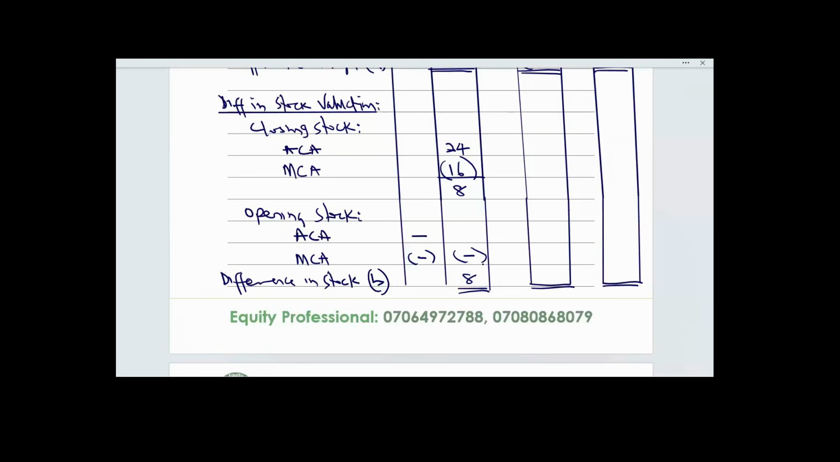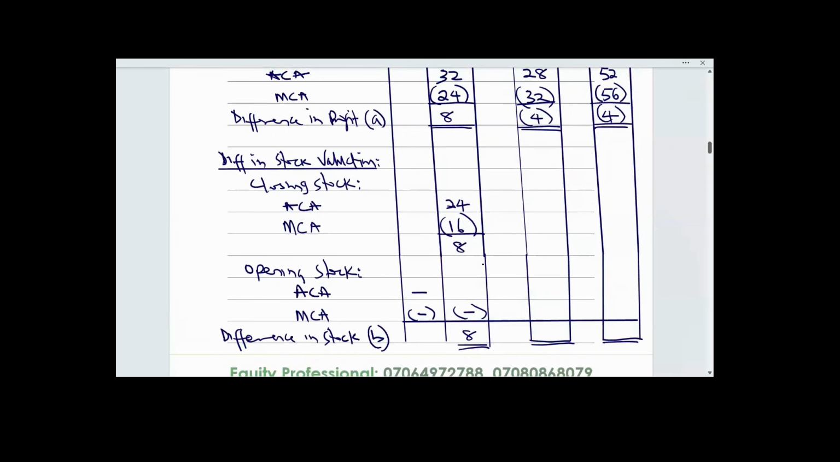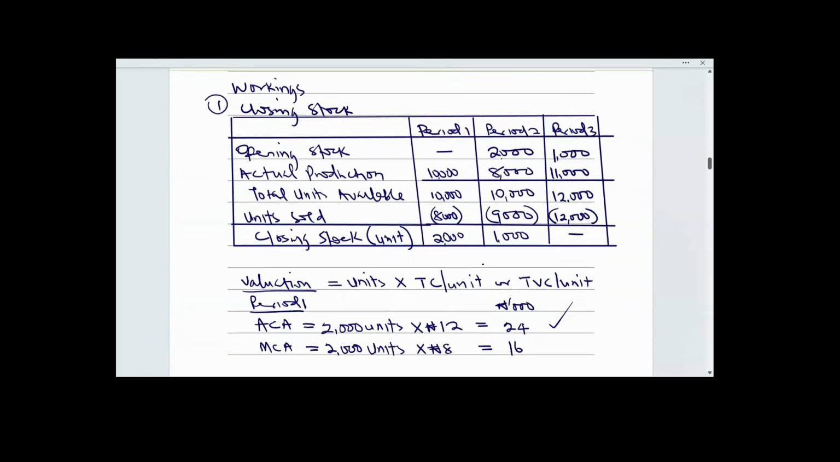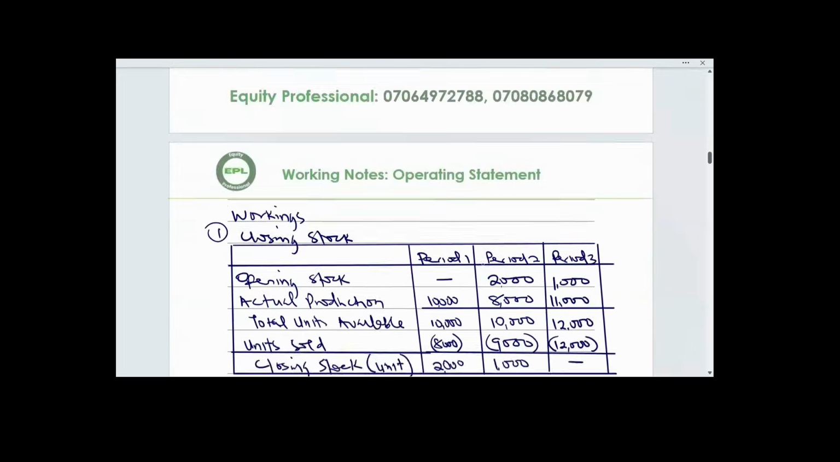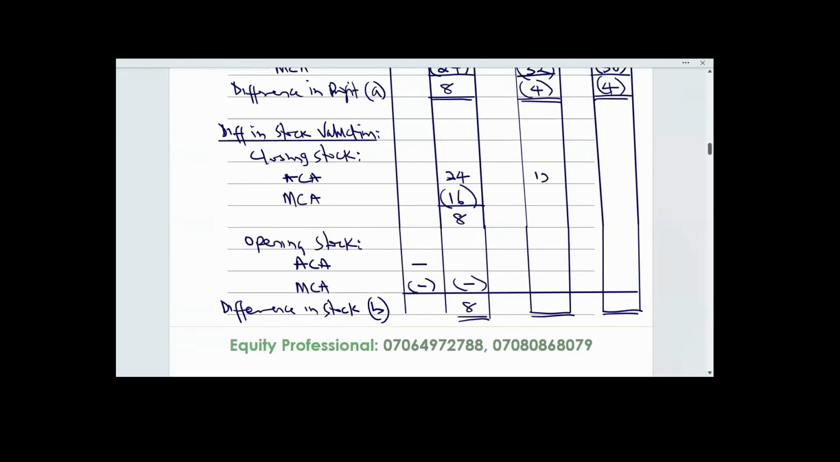Okay, let's move to the second period. In the second period, we are finding the difference in profits. So closing stock in the second period, which is 12,000 and then 8,000. Here is 12, here is 8. The difference is 4,000. Let me write this bigger.